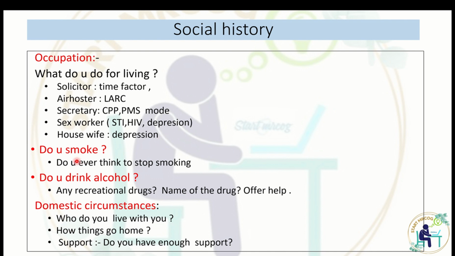And smoking. Do you smoke? Do you drink alcohol? Any recreational drugs? And not necessarily every patient should be asked about recreational drugs. Domestic circumstances. Who do you live with? How do things go at home, and support. Do you have enough support at home? Our aim from these questions is to rule out domestic violence, and in chronic diseases like chronic kidney disease, chronic heart disease, or other chronic diseases, the support question will be a borderline point.